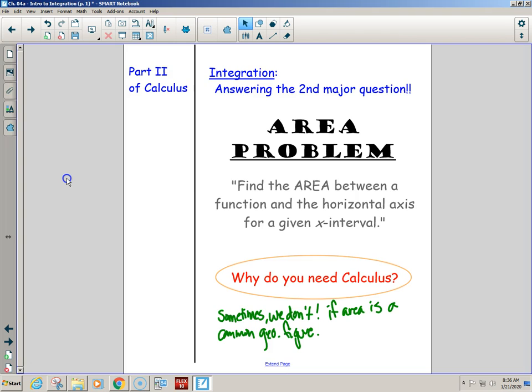We know how to do a lot of areas, but do we know how to do all areas? Nope. If it's not a circle, if it's not a triangle, if it's not a square, if it's not a trapezoid, if it's not a rectangle, if it's not some sort of circular sector, like a part of a circle, we don't know how to find the area. So the area problem says, find the area between, and then we have this, oh, sometimes it's just common geometry, but sometimes it's not. That's why we need calculus.